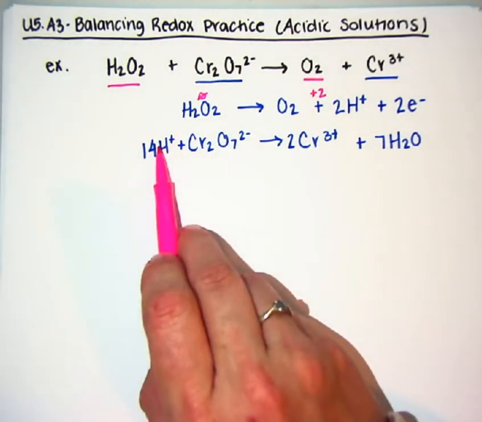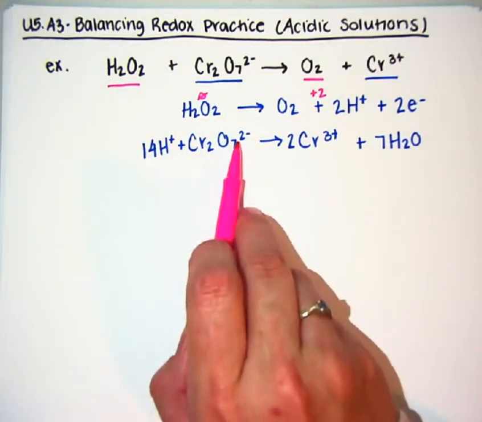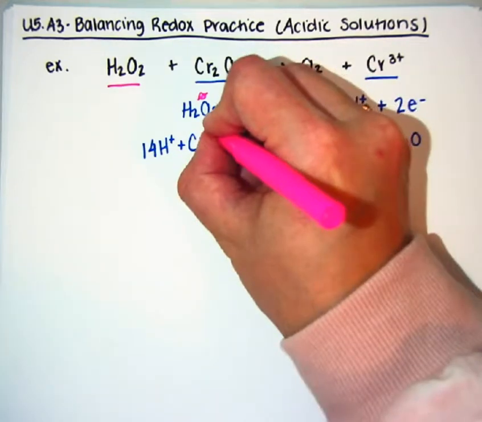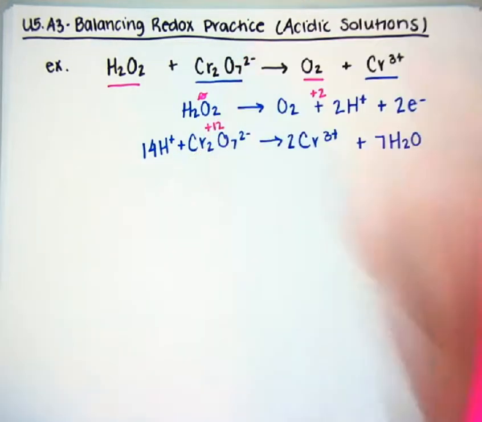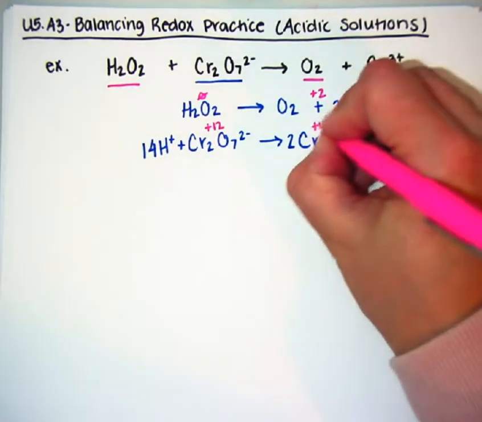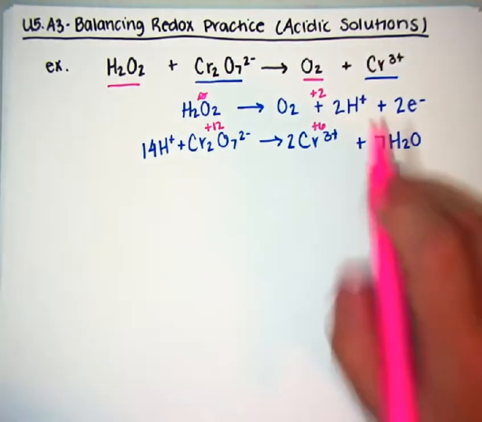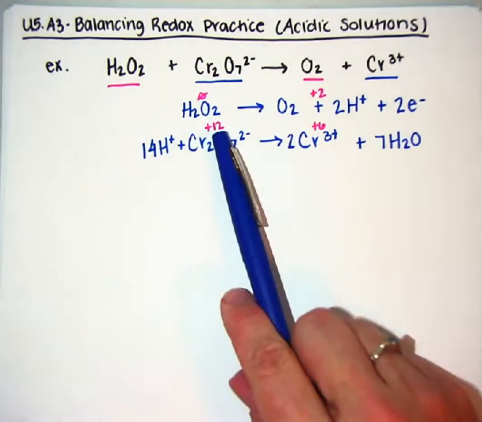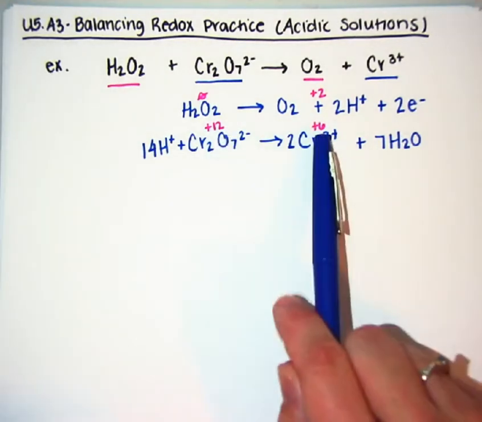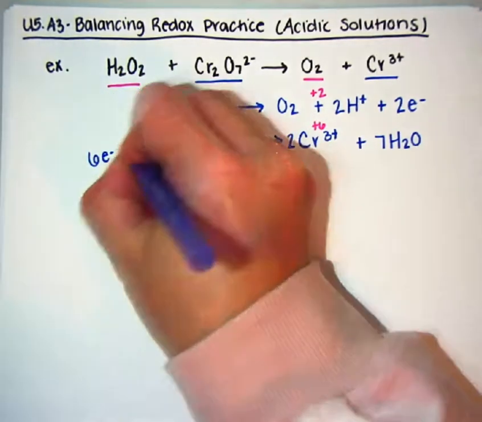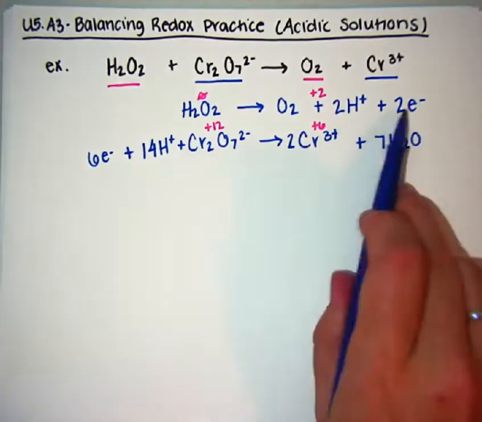Alright, here is a positive 14 and a negative 2. Positive 14 and negative 2 gives me a positive 12. 2 times a positive 3 gives me positive 6 plus 0. So I need to bring this charge down from a positive 12 down to a positive 6. So I can add 6 electrons. Again, the electrons should be on opposite sides.